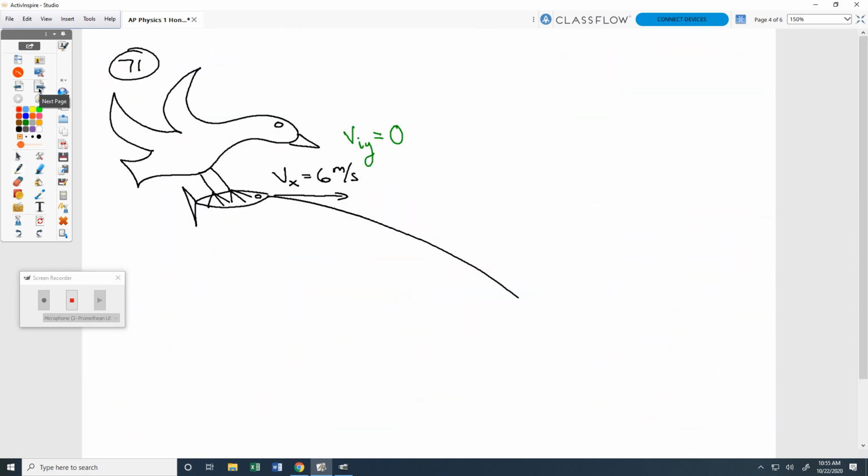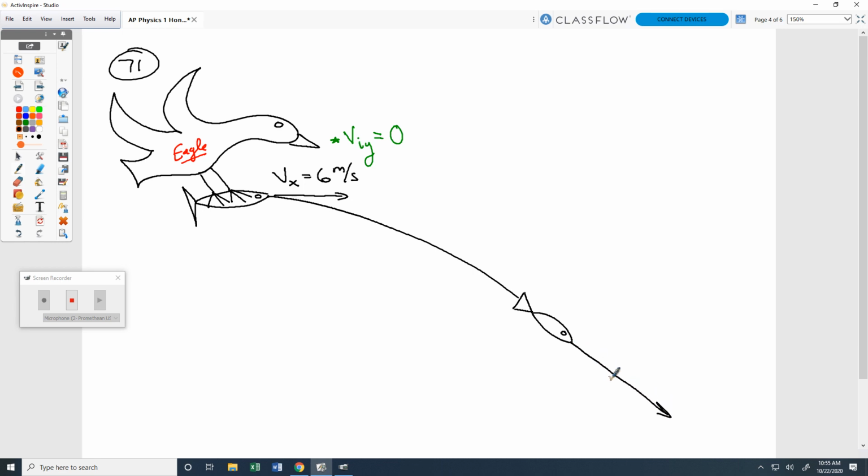So here is my absolutely horrible drawing of an eagle. It actually looks more like a goose, but it's got our fish, and the idea is it's moving horizontally at 6 meters per second. A key idea here is that its initial vertical velocity is actually 0 because it's only going horizontally. After a period of time, once the fish wiggles out and it falls, it's going to fall through a nice little parabolic path, and at some point later the fish is going to be somewhere down here, heading in this general direction.